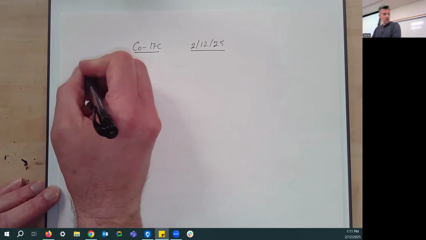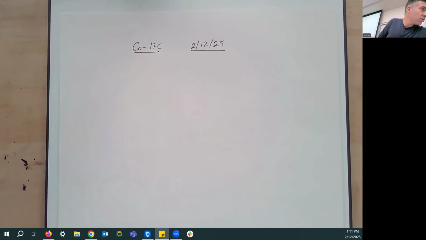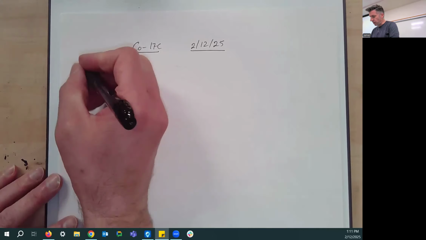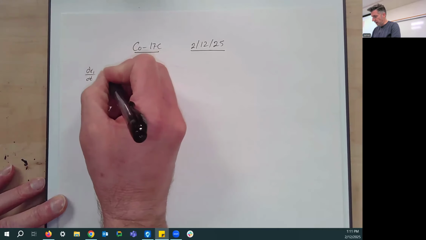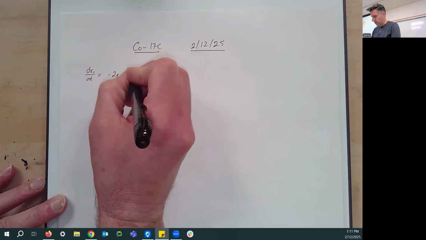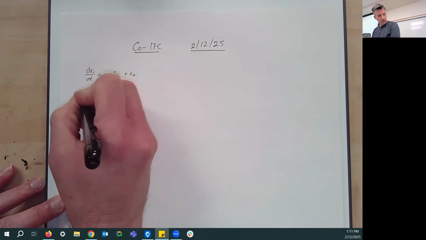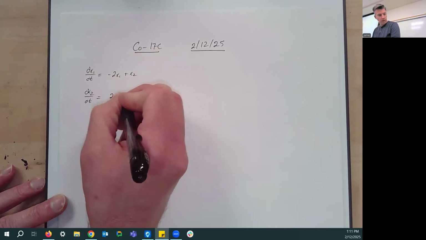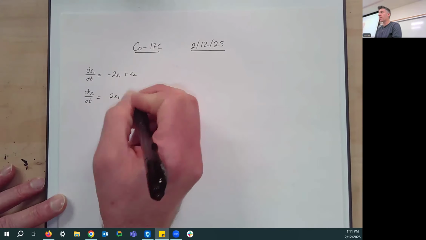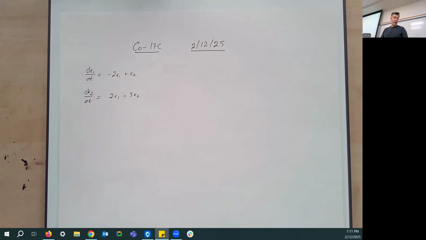So I'll remind you what our situation was last time. We had dx1/dt equal to -2x1 plus x2, and dx2/dt equal to 2x1 minus 3x2. We found all the things. I'll remind you what they were. We found the eigenvalues to be, let me continue with the labeling I used last time.